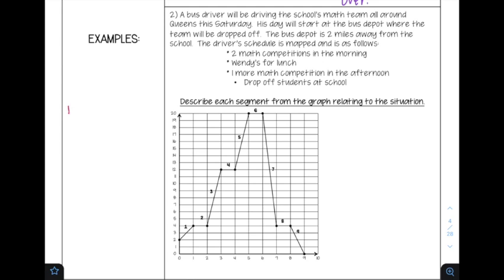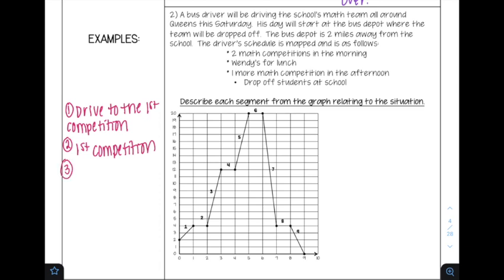So the first one, I know there's 2 competitions in the morning. We already know the students are getting dropped off at the bus depot, so he doesn't have to go anywhere. So segment 1 is drive to the first competition. So he drives to the competition. The second step, or the second segment, is constant. So if he's not moving and he's not going anywhere, he has to be at that first competition. He's probably just waiting there for the students to finish.